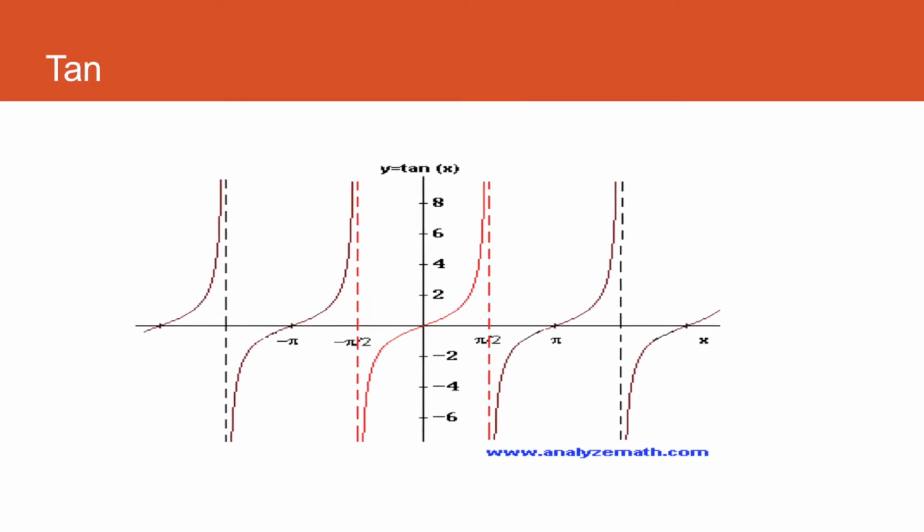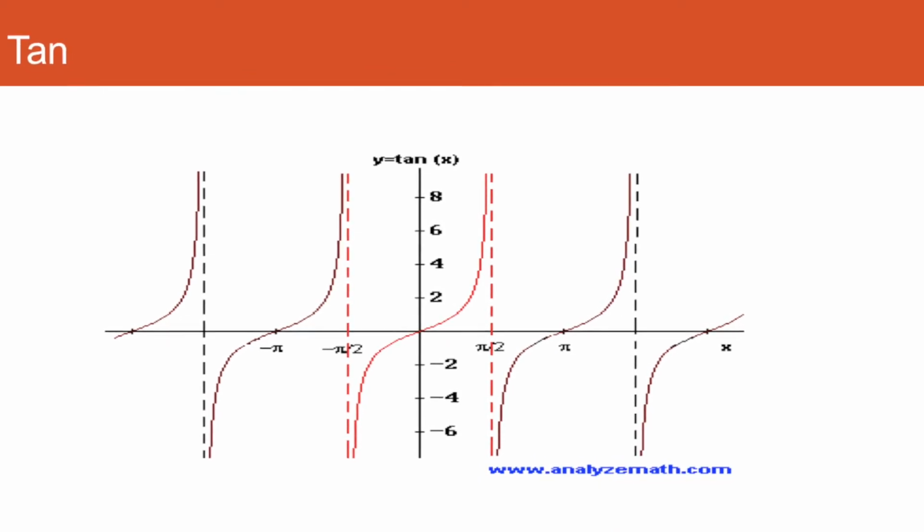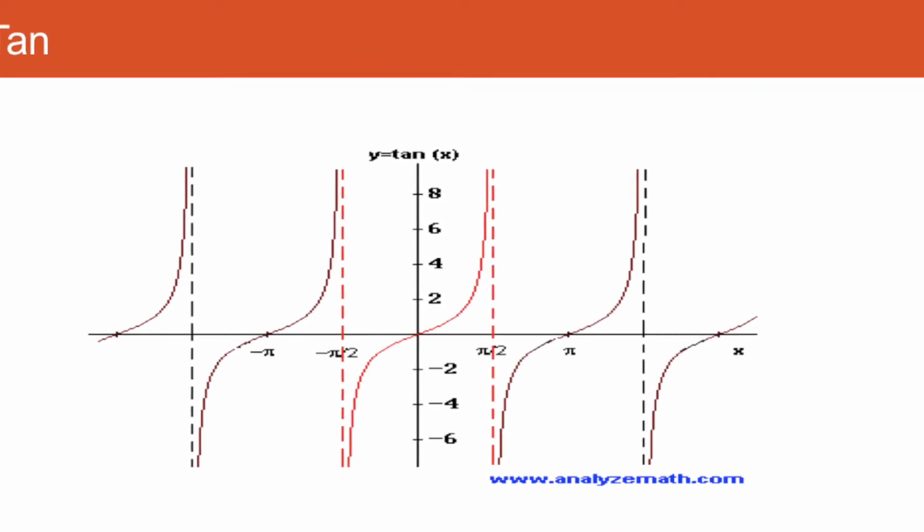The graph of the tangent is one that repeats itself and is very different from sine and cosine. This one goes up and restarts going down.